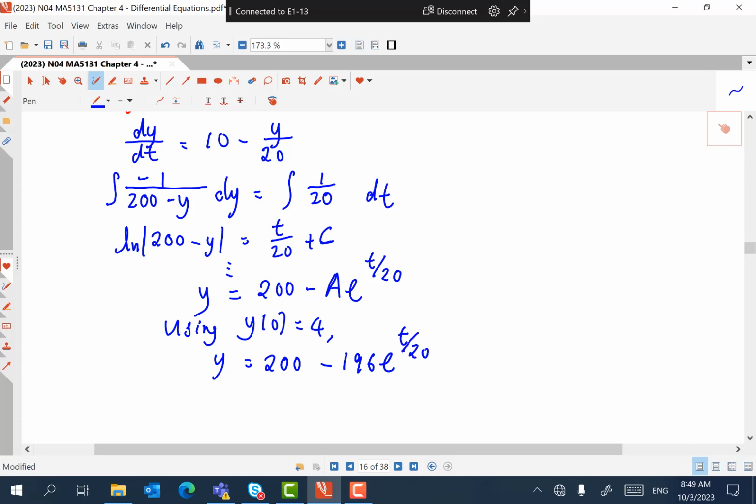Right. So you have a solution for this DE, which means I can now use this DE to plug in the value for t, and I can know for sure.